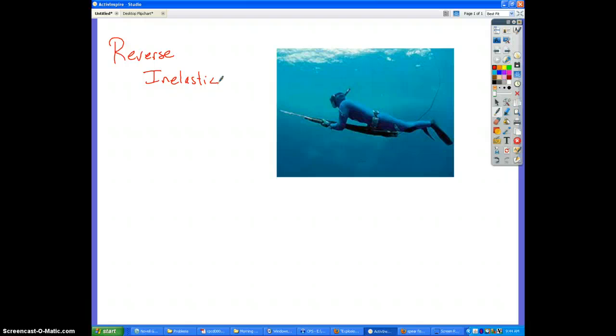In the problem, you've got a skin diver who has a harpoon, or a spear, and this person's name is Charlotte, so she is a 65 kilogram diver. Let's go ahead and write her mass in here. Mass is equal to 65 kilograms. She shoots a 2 kilogram spear, so the mass of the spear is 2.0 kilograms, in the forward direction with a speed of 15 meters per second.